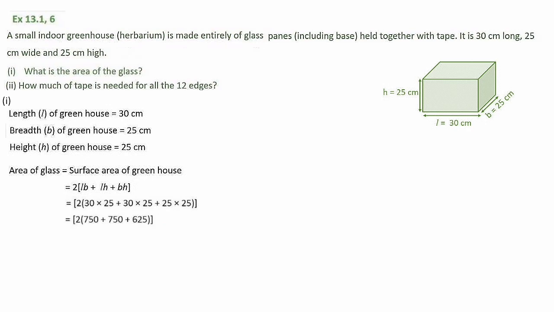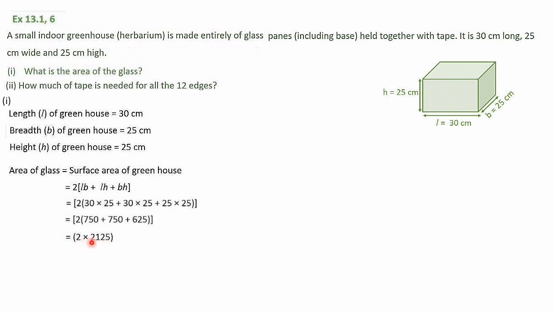Mental calculation is better. That is 2 into (25 into 3). 25 into 3 is 75, so 750. Again 25 into 3 is 75, that is 750. Again 25 into 25, that is 25 square, that is 625. Let's add these values inside the bracket. 750 plus 750 is 1500. 1500 plus 625 is 2125. It is better to go for mental calculation so that you can save time.